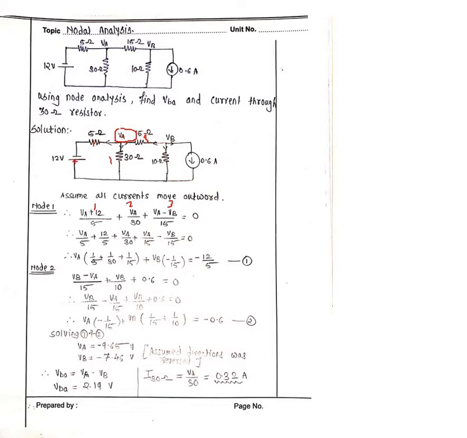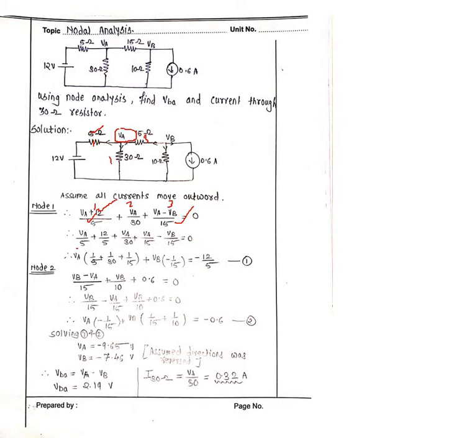VA minus 12. But what about the arrow mark? The arrow mark is opposite. So VA minus into minus 12, so VA plus 12 divided by 5. Similarly here, VA minus VB divided by 15, like I have written. Then you write VA divided by 5 plus 12 divided by 5, then VA divided by 30, then VA divided by 15 minus VB divided by 15, equal to 0.